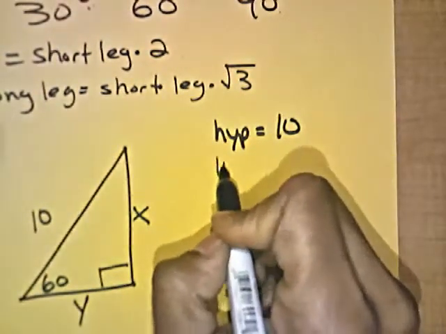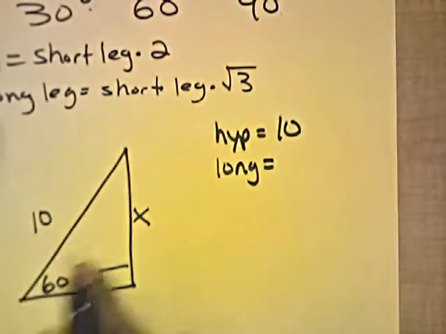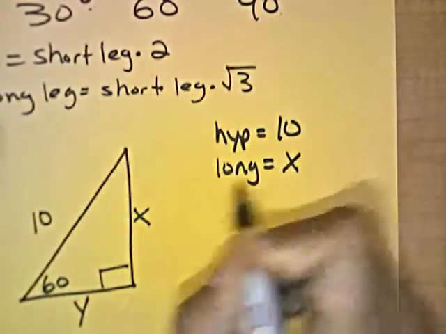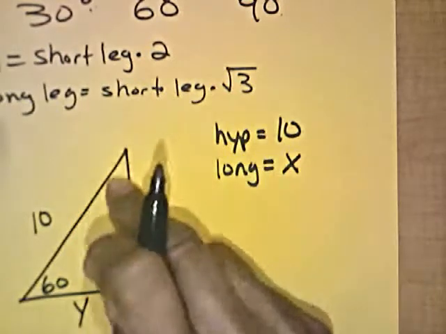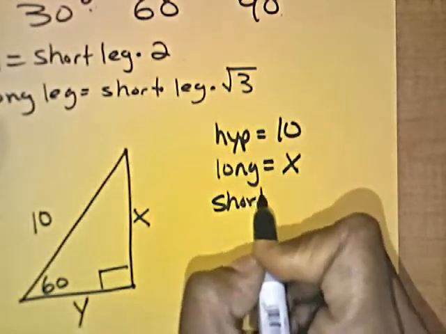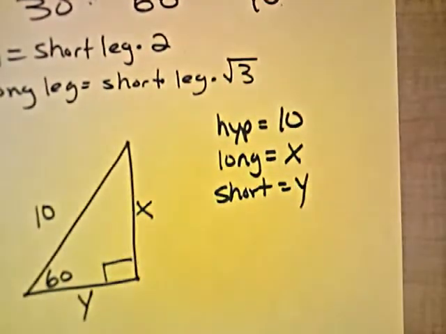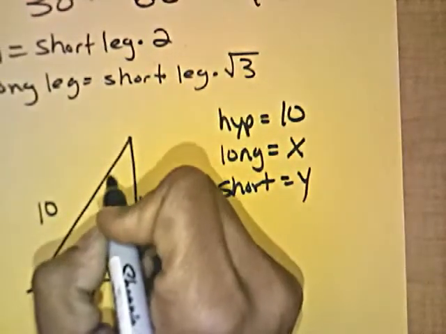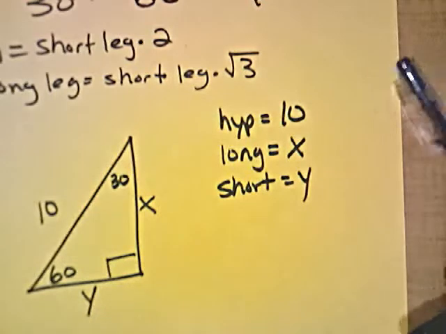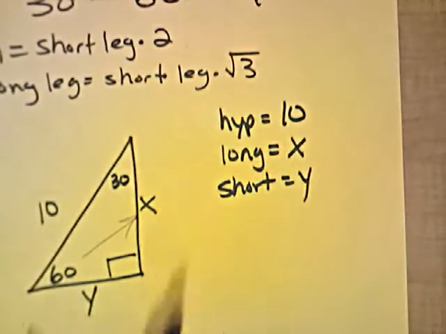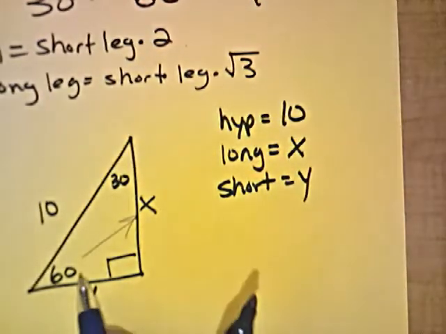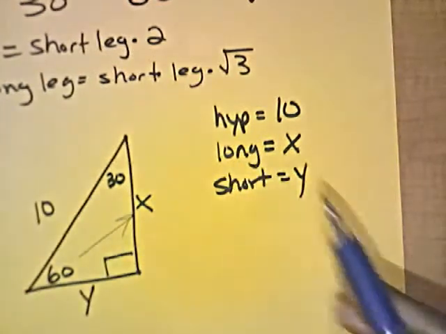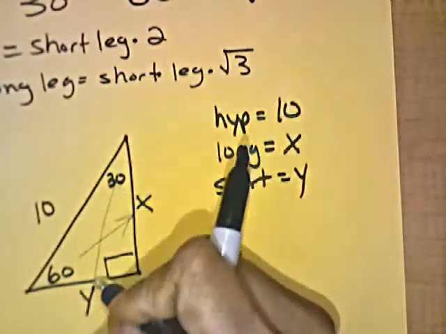I know that my long leg is x, and that my short leg is y. How did I figure that out? The hypotenuse is 90. Then that means that this is 60. That means this has to be 30. Here is the side opposite of 60, which is the bigger angle between 30 and 60. That's why it's long. And then the short one, y.